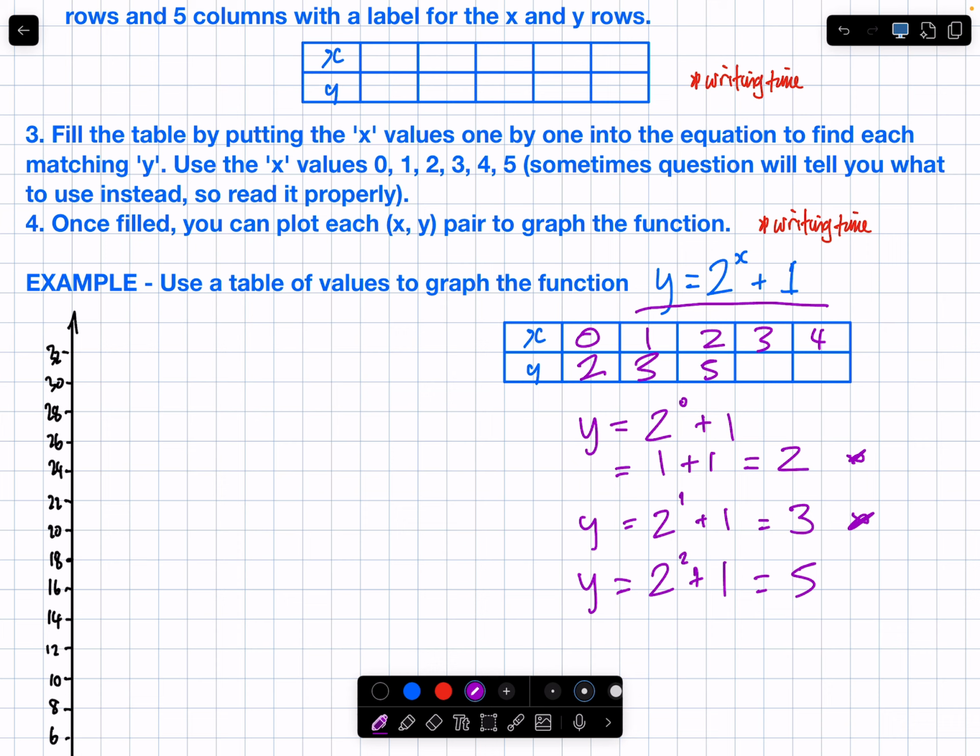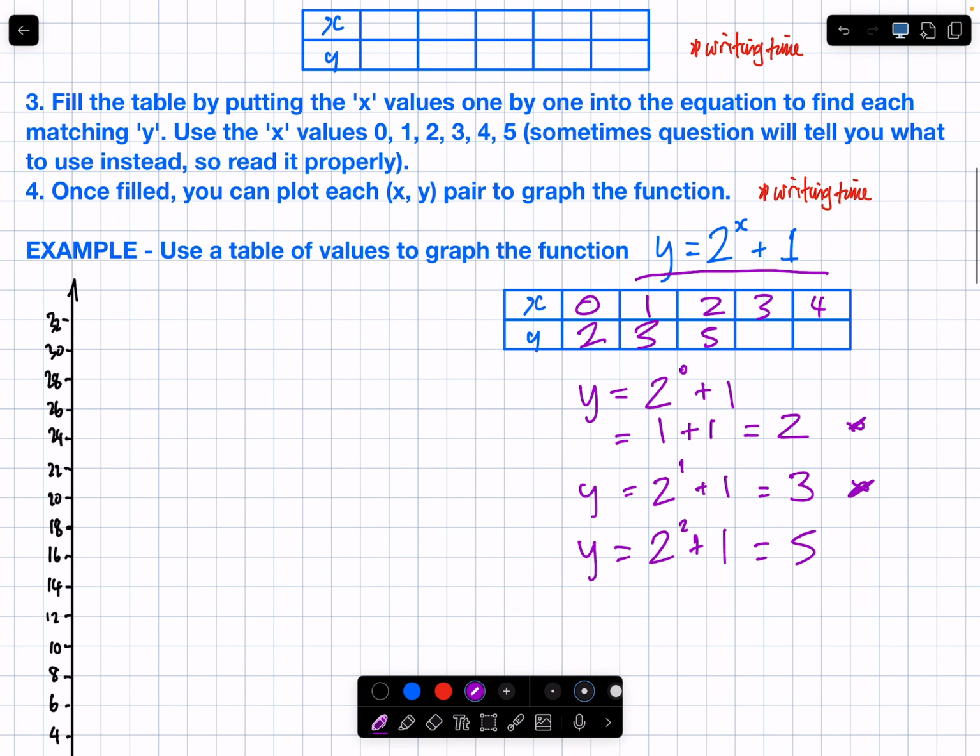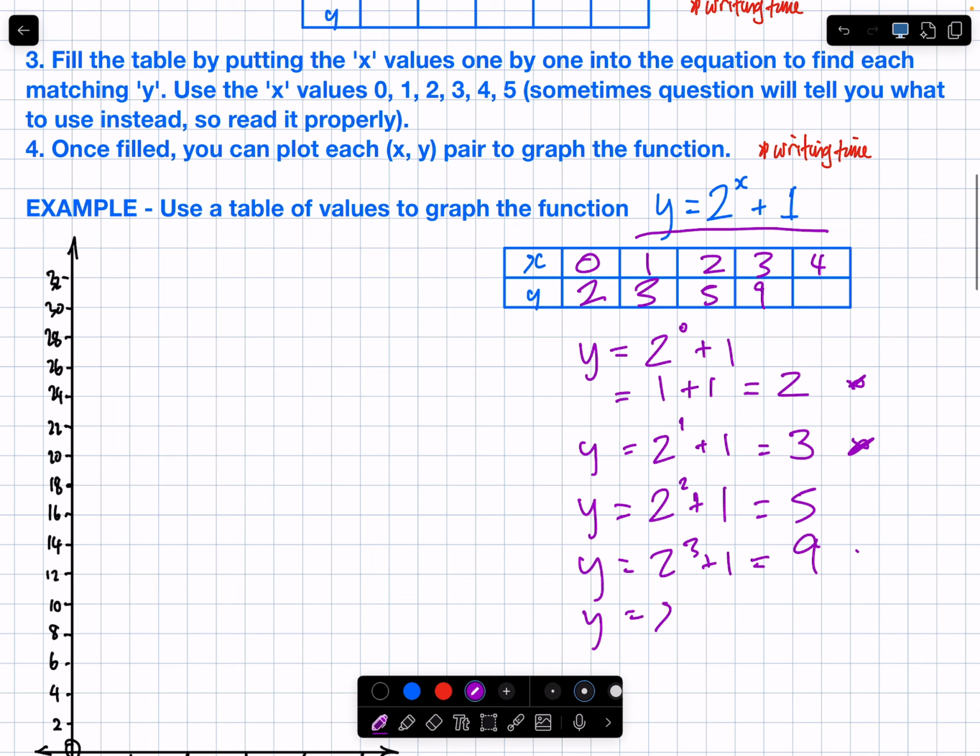See how we're slowly filling in this table? Eventually that's going to help us put dots down. Next one, y is equal to 2 to the power of, what am I filling in? 3. For 3, 2 to the third plus 1. 2 times 2 times 2 is 8. Plus 1 is 9. Then last one, y is equal to 2 to the 4 plus 1. 17. 17, well done.